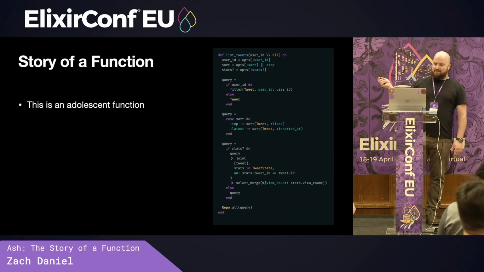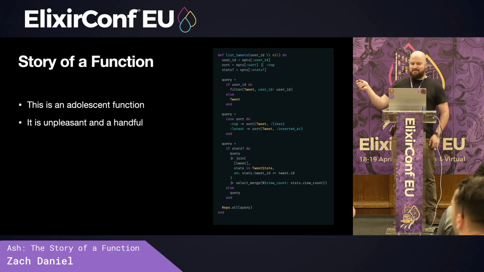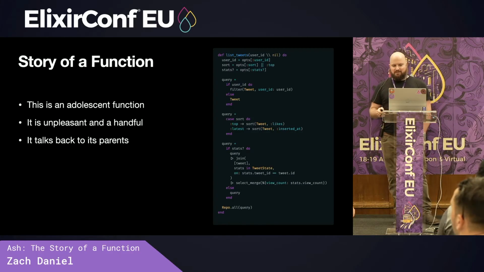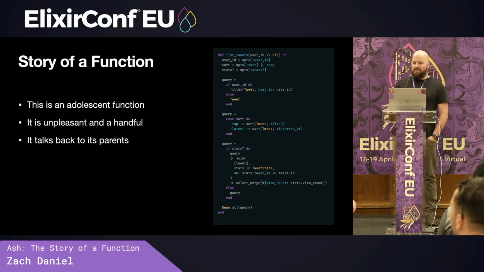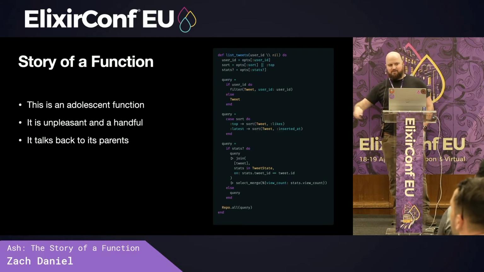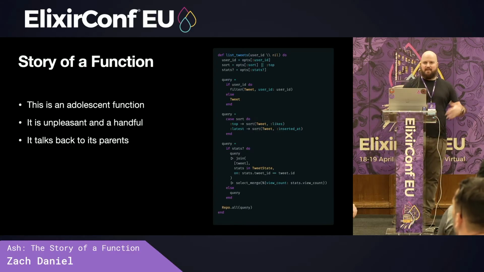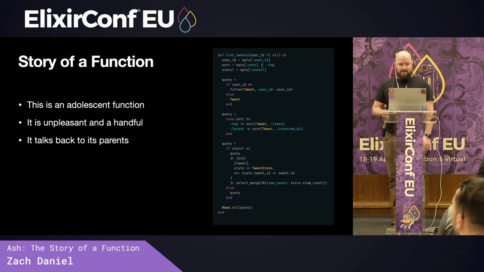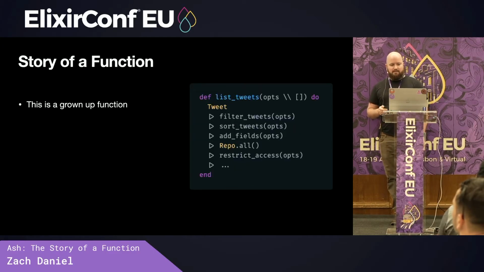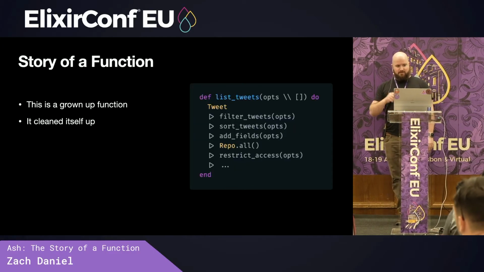So this is an adolescent function. It's very rude, it's very unpleasant, and it talks back to its parents. And what I mean is that this function has a lot of opinions about the world, right? It expects to get options in a certain way, it expects to get arguments in a certain way, and they're semantic, they have meaning. They're not just small flags. There's a typo in that function, but don't worry about it. And this is a grown-up function.